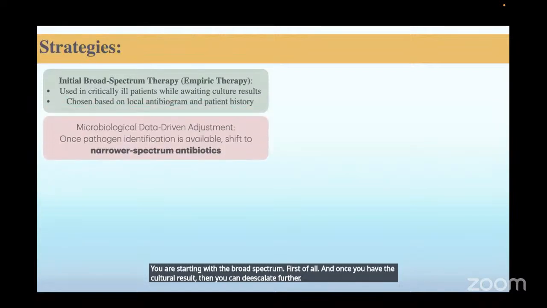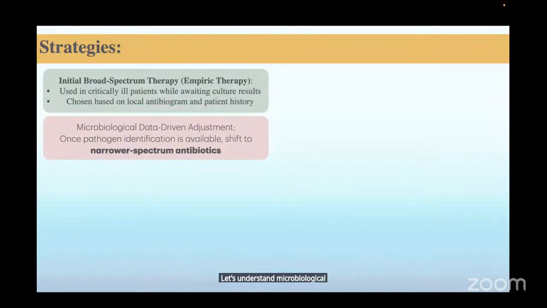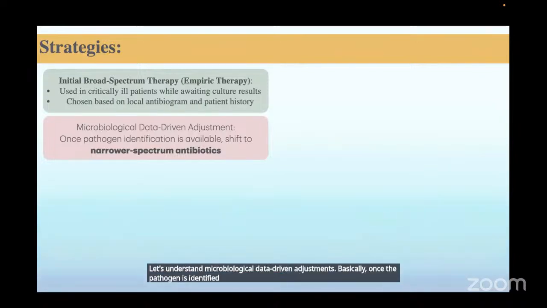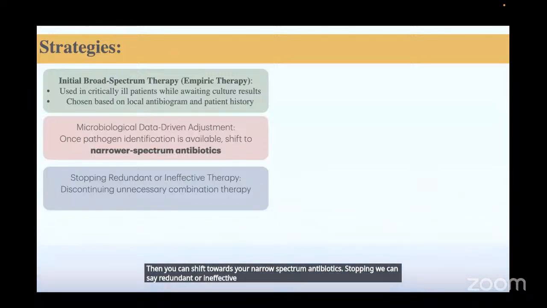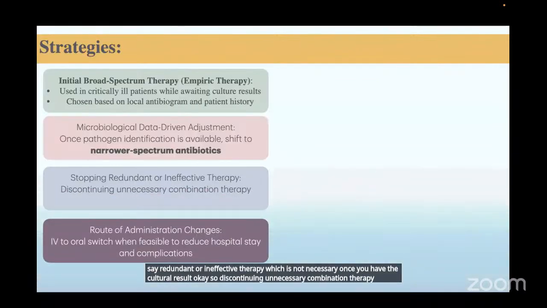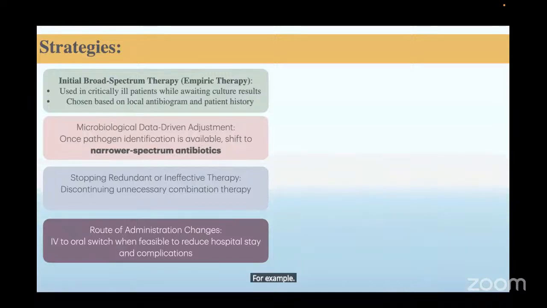Let's understand microbiological data driven adjustments. Once the pathogen is identified, whether it is a bacteria or a virus, and which category of bacteria, gram positive, negative, etc., you can shift towards narrow spectrum antibiotics. Stop redundant or ineffective therapy which is not necessary once you have the culture result. Discontinue unnecessary combination therapy, and the route of administration also changes, for example IV to oral switch, a very important topic.